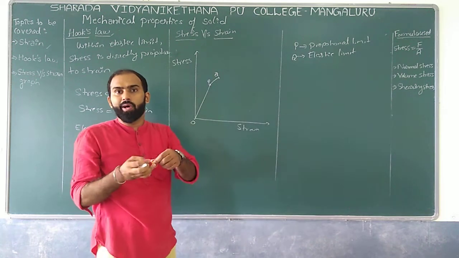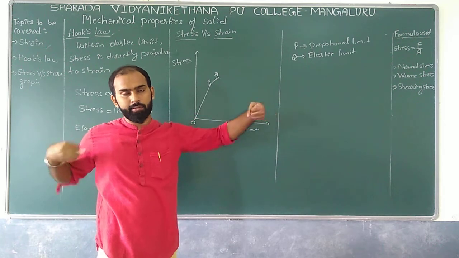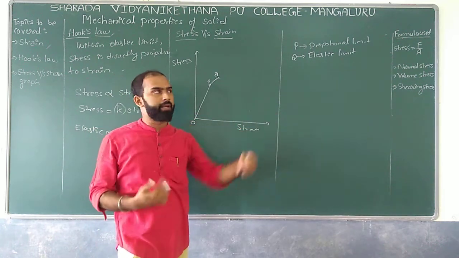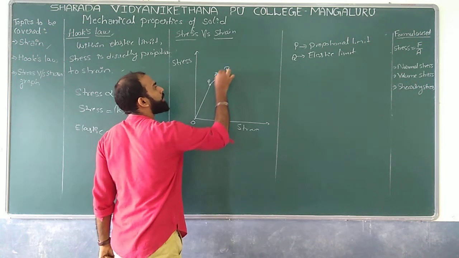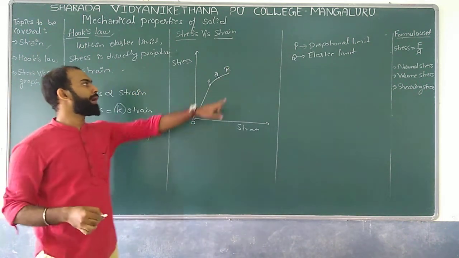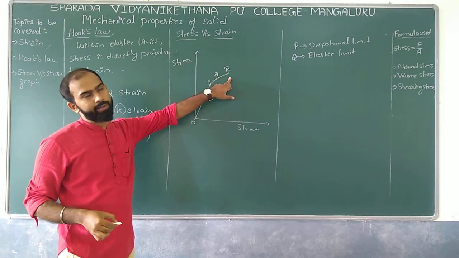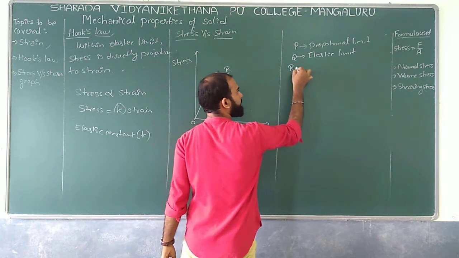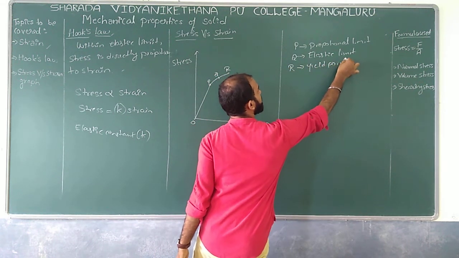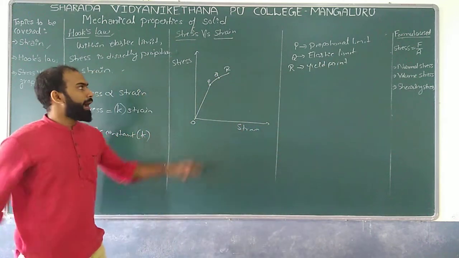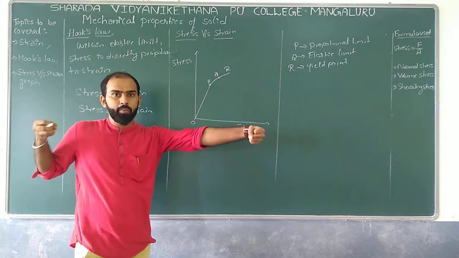But if I apply a further stress, what happens? Stress beyond the elastic limit area. It can reach up to point R over here. So what is this point R called? Yield point. Where R is called the yield point. At this particular point, what happens?